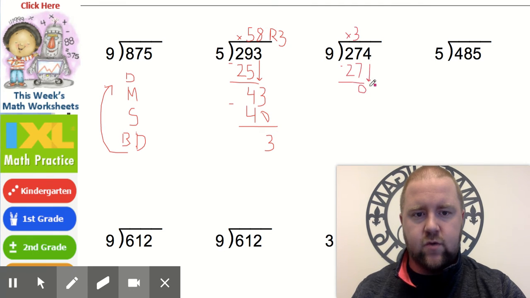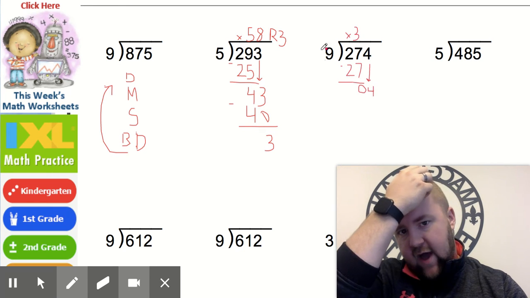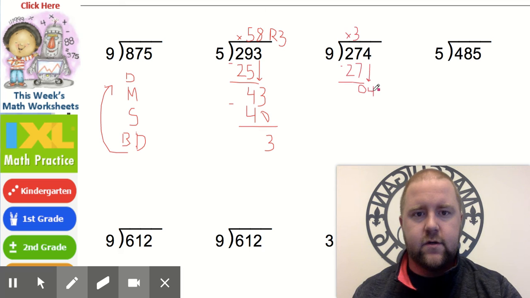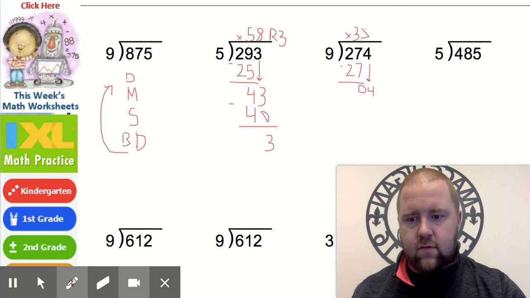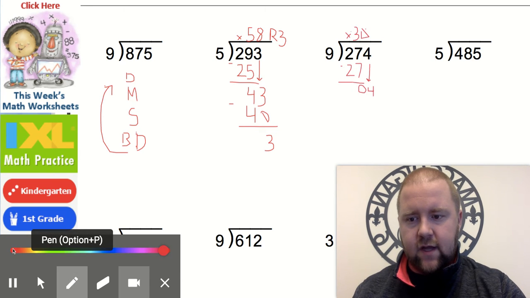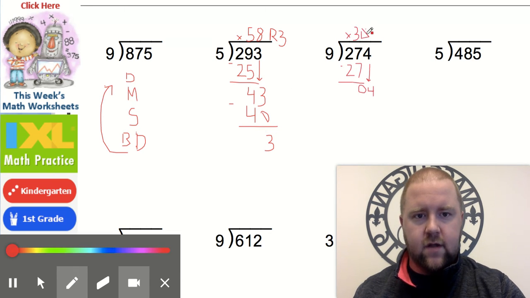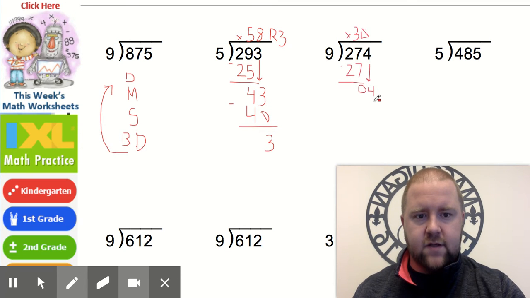Now, this part is usually a little bit difficult for some of us, okay? So we still have to divide. Can 9 go into 4? No, it goes in 0 times. So we're putting a 0 up top there, as soon as I can get this pen to work. Oh, there it is. Okay, 0. 0 times 9 is 0. Okay, and then I subtract again. There's nothing to bring down. So if I have nothing to bring down, then I'm done. And my answer would be 30 with a remainder of 4.